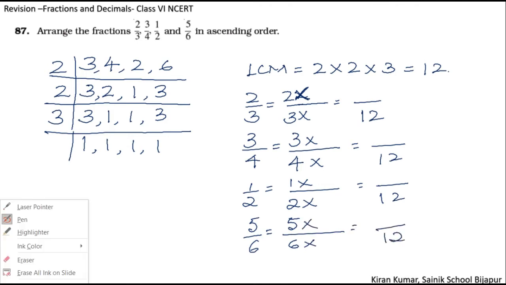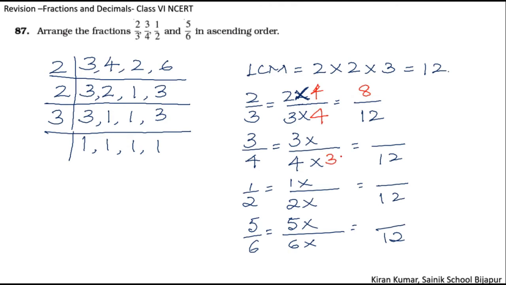Now let me change the color of the ink. Let's find 3 4 times is 12, so 2 should be multiplied by 4. We get 8 by 12. 4 should be multiplied to 3, so 3 multiplied to 3 is 9. 2 should be multiplied to 6, so 1 multiplied to 6 is 6. 6 should be multiplied to 2, so 5 2 times is 10.